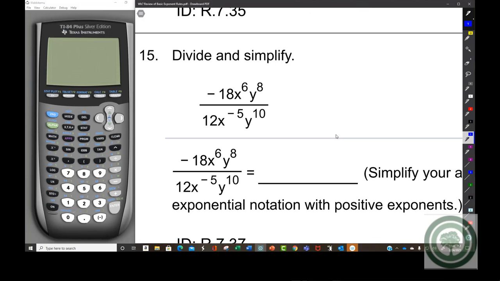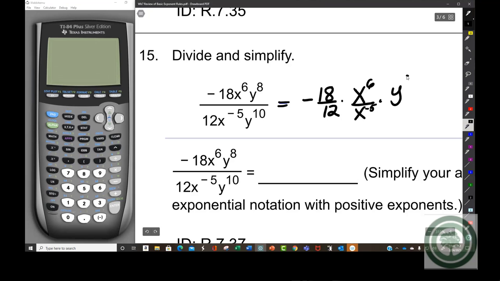Ooh, that's ugly, but we can manage this, maybe. Let us split this into three fractions. We're going to have negative 18 over 12 times x to the sixth over x to the negative 5 times y to the 8 over y to the 10.